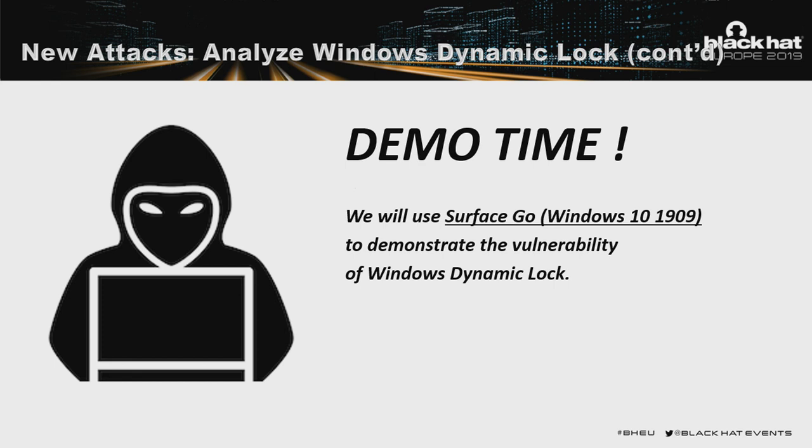Let me show you the demo first. I'm using Windows 10 1909, released last month, on a Surface Go. We paired the Surface Go and my phone, a Pixel 3, in advance, and now these two devices are connected. Firstly, Jung will show how Windows Dynamic Lock works. Jung, please. Sure. I'll go outside.